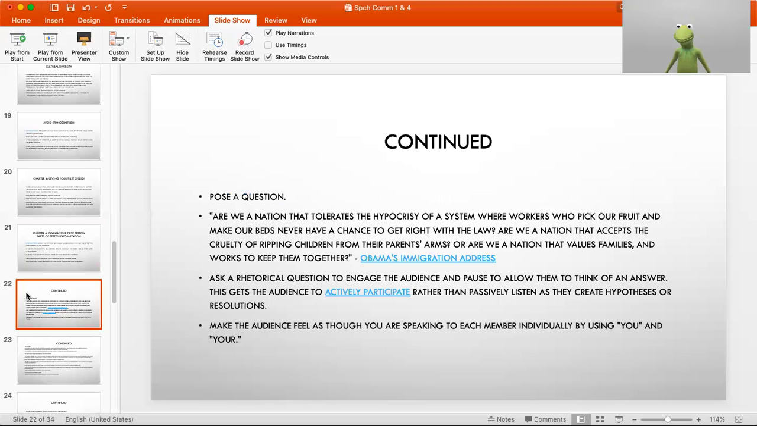So here are some examples of the ways that you can start your speech that we just covered. With posing a question, it's going to be a rhetorical question. So you're not really expecting a response from your audience, but it's more used so that they can stop and think about the question that you pose and actually process that. So here's an example of posing a rhetorical question.